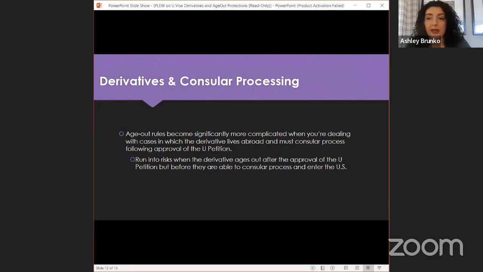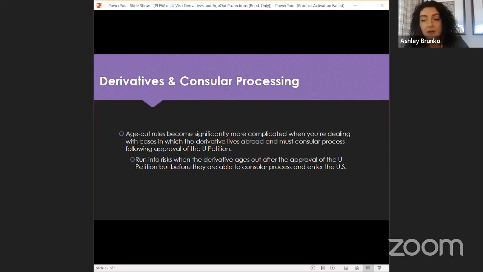So in wrapping things up, I just want to highlight that age out protections become especially complicated when you're dealing with derivatives who live abroad and must consular process following approval of the U petition. This is one of those big scenarios where you might encounter an age out happening after the approval of the I-918 because there is a gap between the approval and the consular processing.